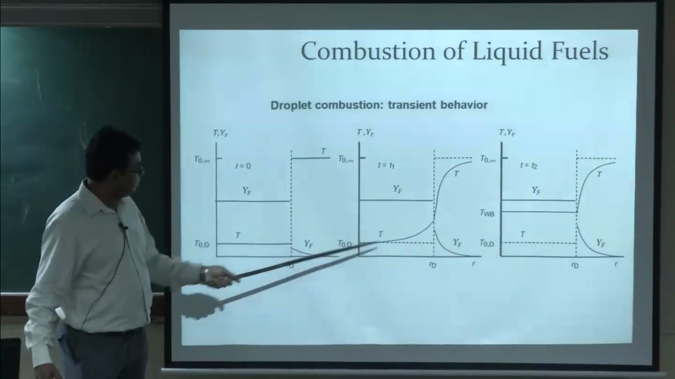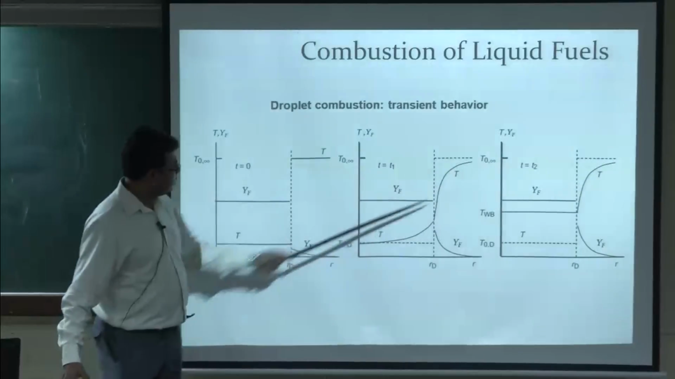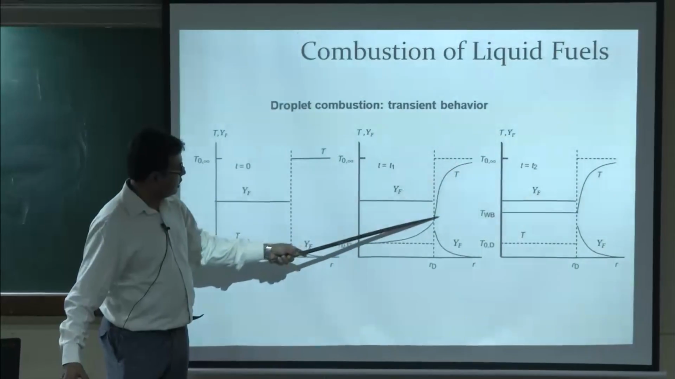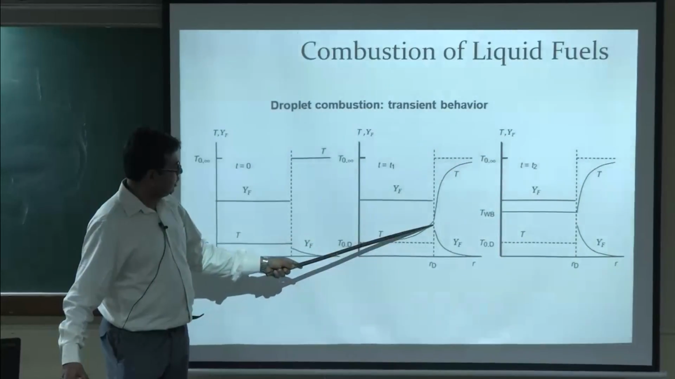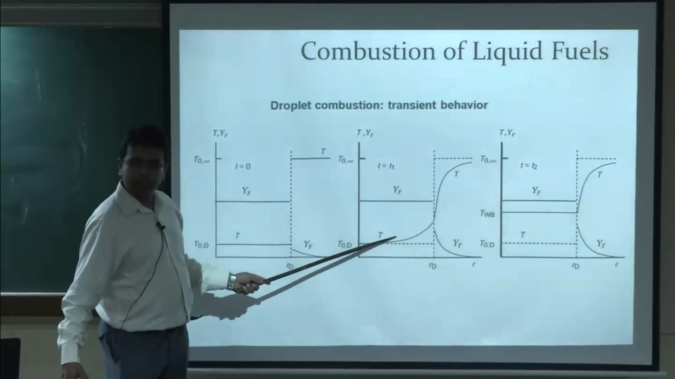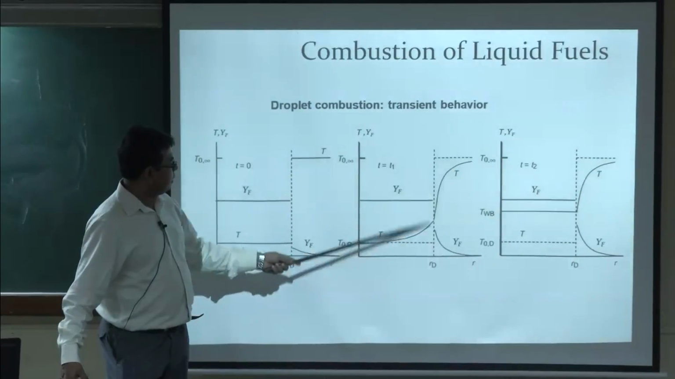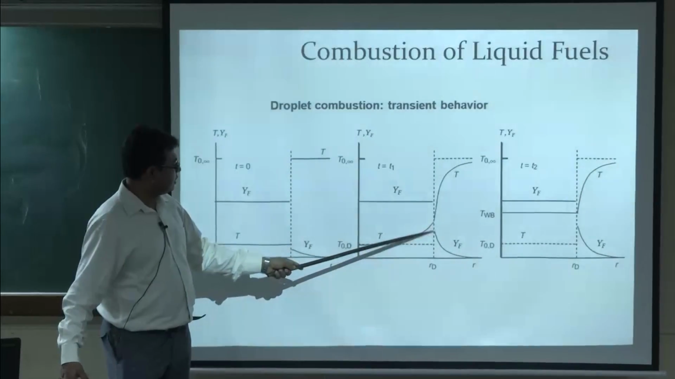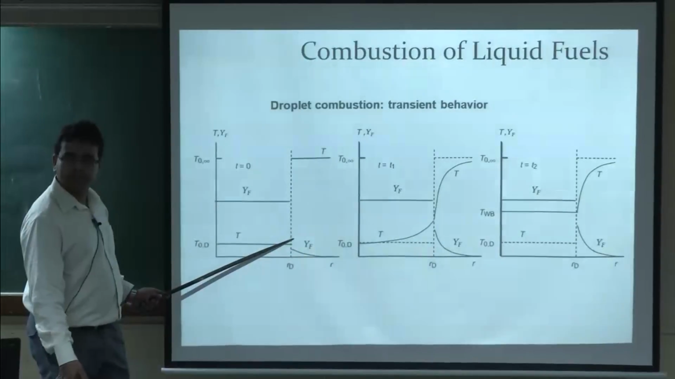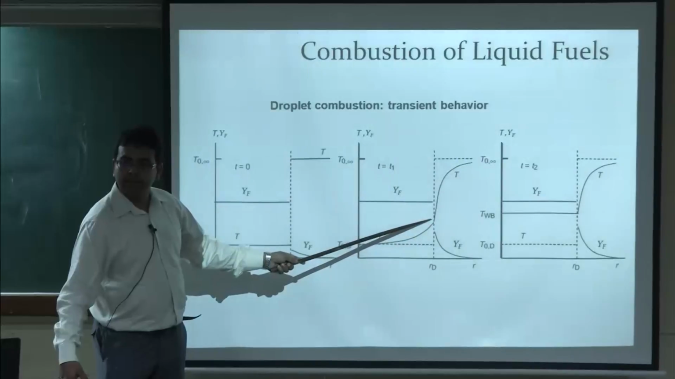As soon as the heating starts, there is heat transfer from the ambient. You can see that the temperature profile becomes like this, and within the droplet there is a rise in temperature initially. So, it starts heating up inside the droplet, and similarly you can see that the fuel vapor mass fraction also increases here, because of the rise in the surface temperature of the droplet.